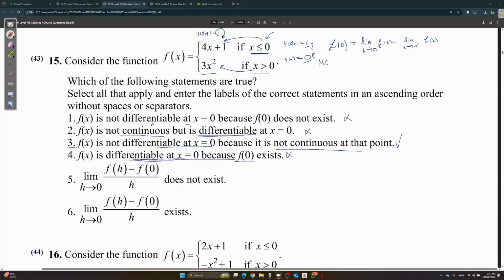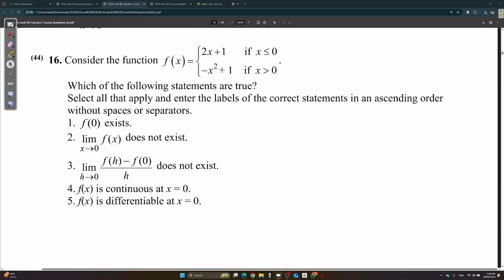What is this rule? What's this rule? This is the definition of the derivative, right? So, we agreed that it's not differentiable. So, will the definition of the derivative exist? No. Okay? So, that's why 6 is wrong. So, this is correct. 6 is wrong. Why? Because the definition will not exist if it's not differentiable. All you have to check, is it differentiable? If it is, then it exists. If it's not, it does not exist. That's it.